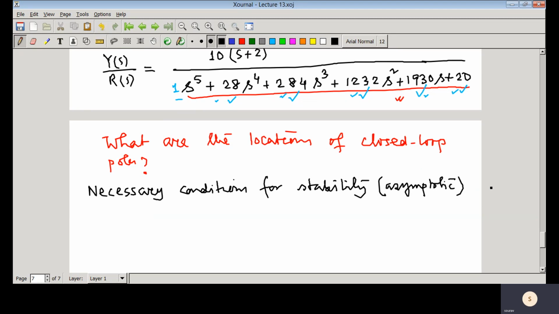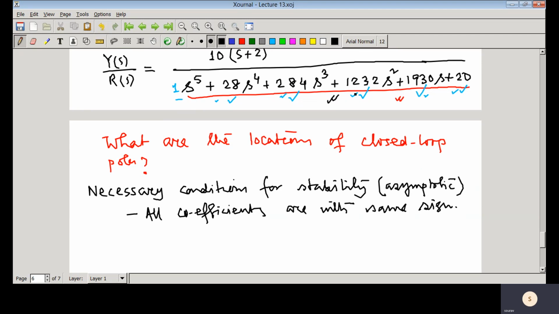So asymptotic stability or BIBO stability means all coefficients are with the same sign. Here, all coefficients means all coefficients of the characteristic equation.